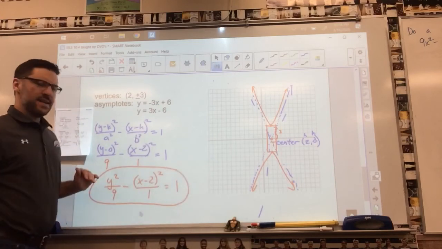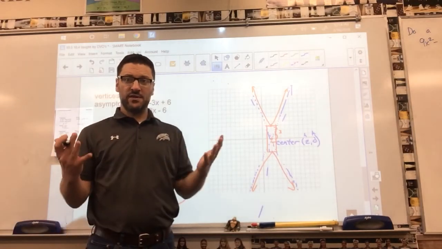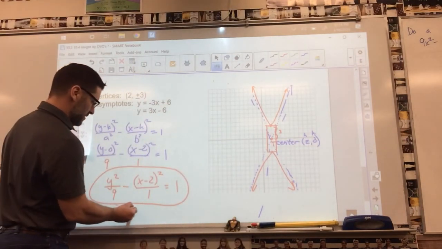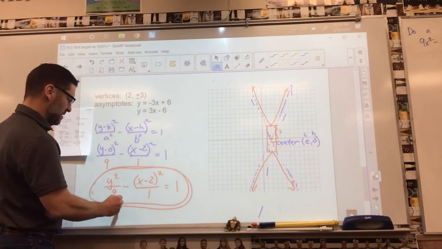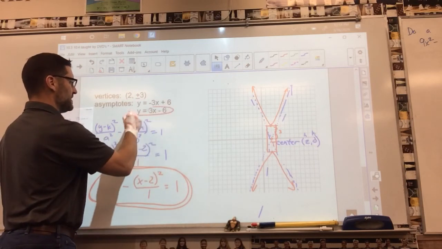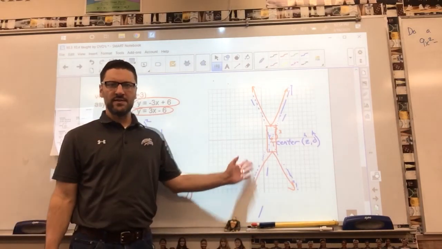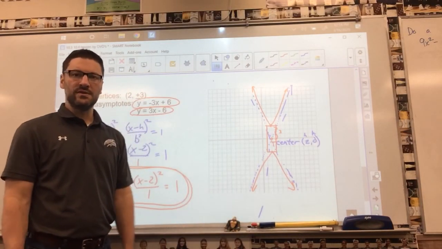And what I want you to do right now is go to Desmos. Here's where you'd have your two devices open. I want you to go to Desmos and crank that into Desmos. And then I also want you to put these two asymptotes in. And when you do that, you should get this picture. So it's a great checking tool to see if you were right or wrong.